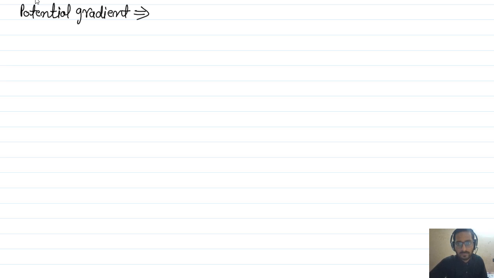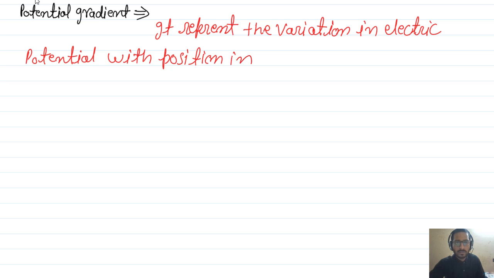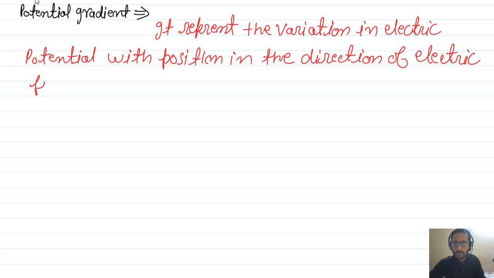So we can write it like this. It represents the variation in electrical potential with position in the direction of electric field.